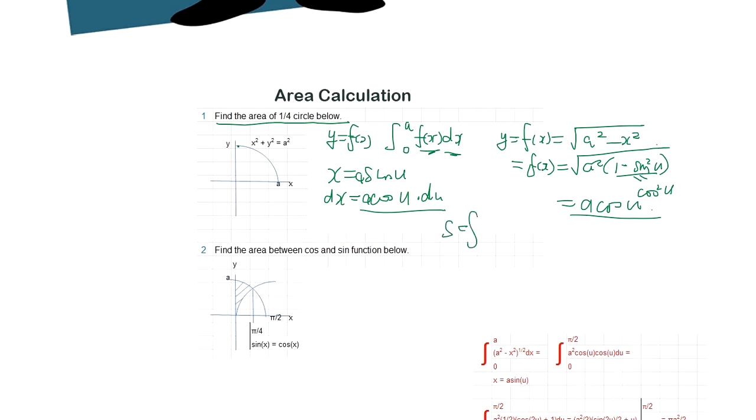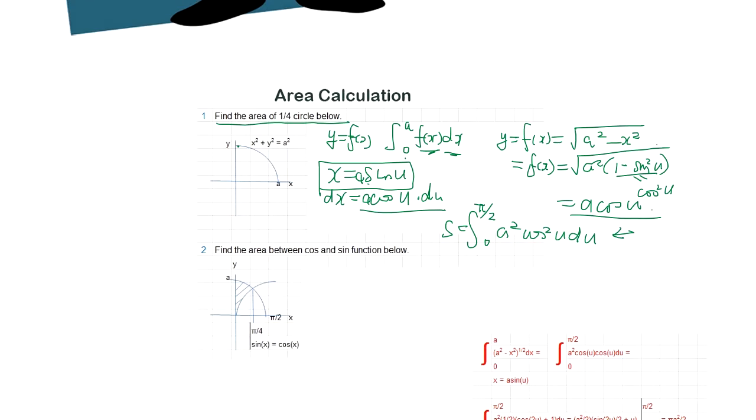So what we have here is the area from 0 to a. Now since we make this function conversion, 0 means u is 0, and a means sine u is 1, so it's pi over 2, right? And put this all together, so this is the integral we have to solve.